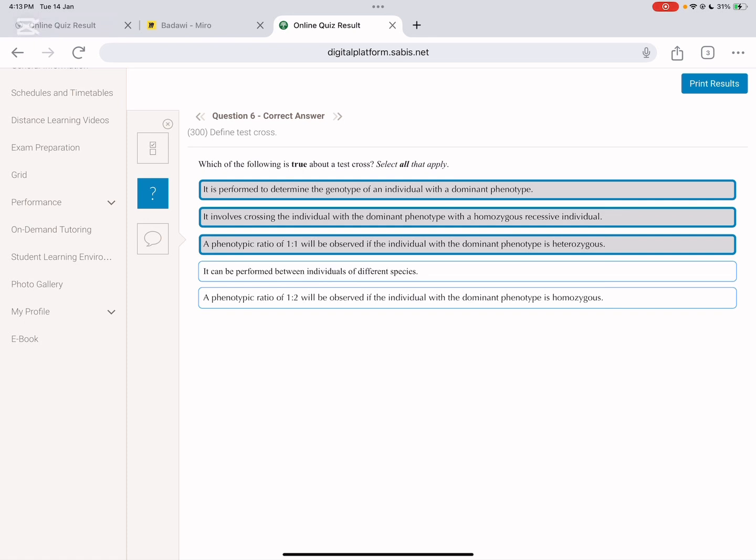It can be performed between individuals of different species. Of course not. We must have the same species because we don't want any other factors to play a role. And a 1-to-2 ratio if the dominant phenotype is homozygous. No, we don't get a 1-to-2 ratio.